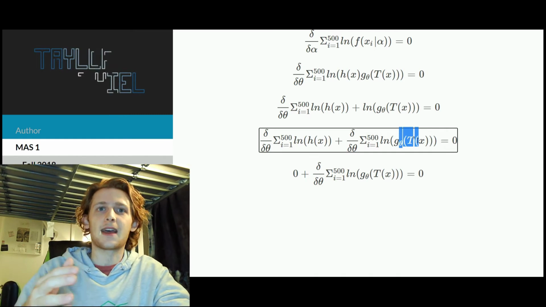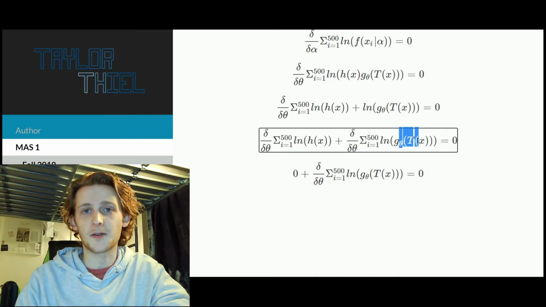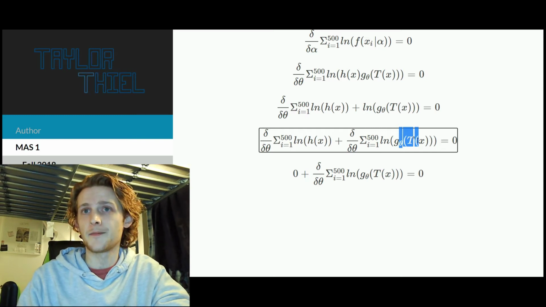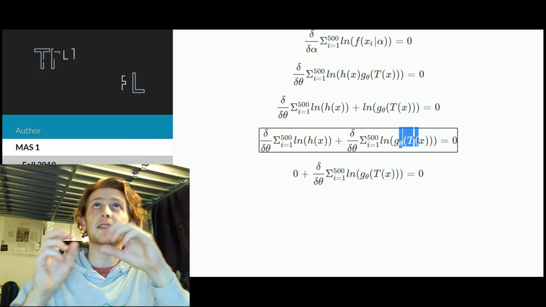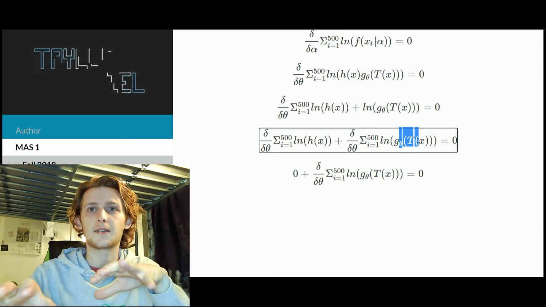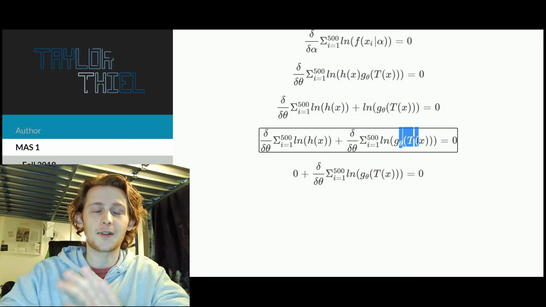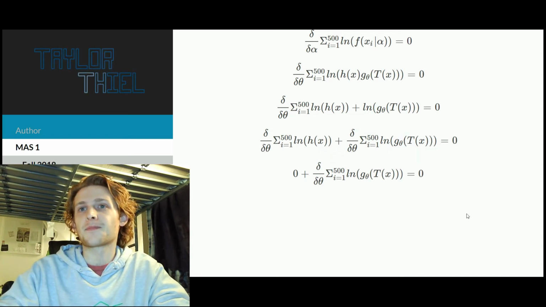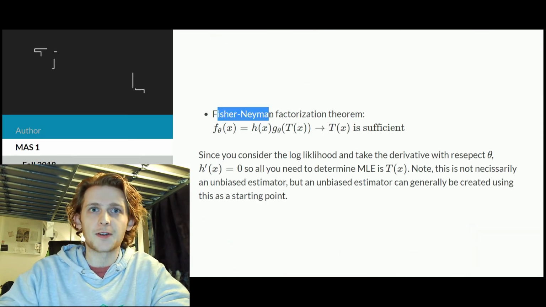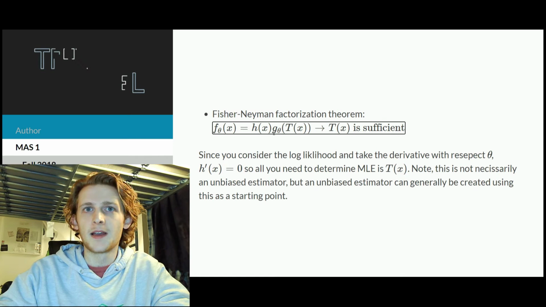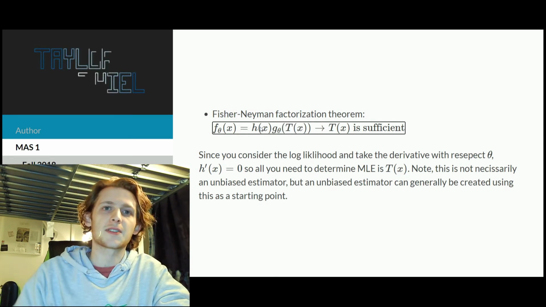And the reason for that is h of x derivative with respect to theta is just going to go to 0, and so we can ignore it. So that's what ties the sufficient statistic to looking at the derivative of the log likelihood, and that also ties into this theorem here, Fisher-Neyman's factorization theorem. So that's all this is getting at: h of x, when you take that log, is just going to go away.